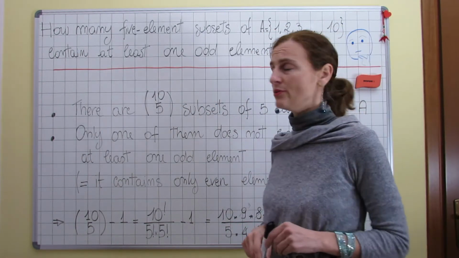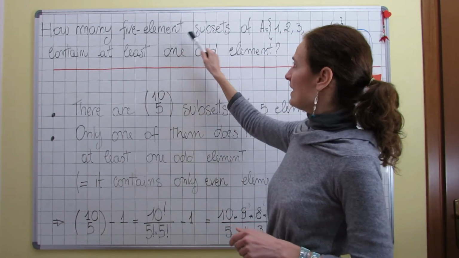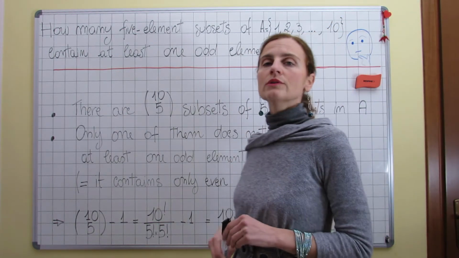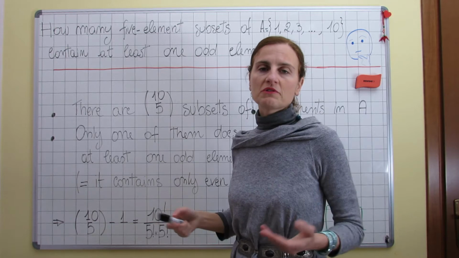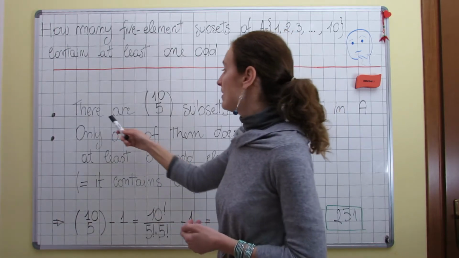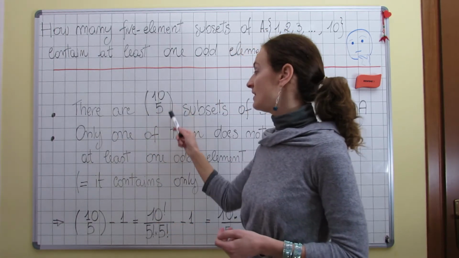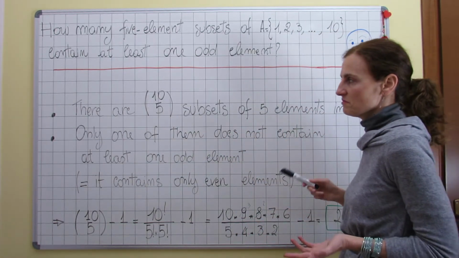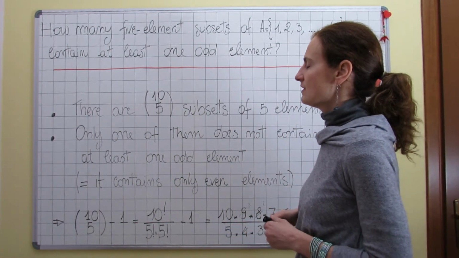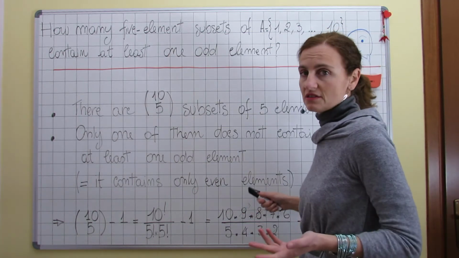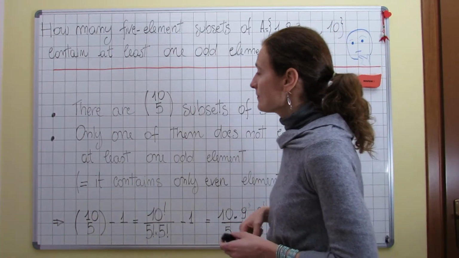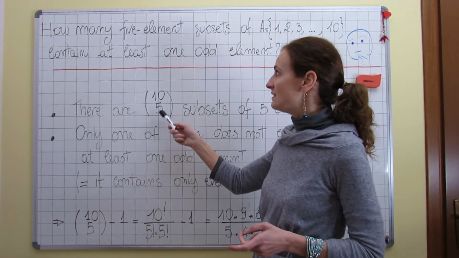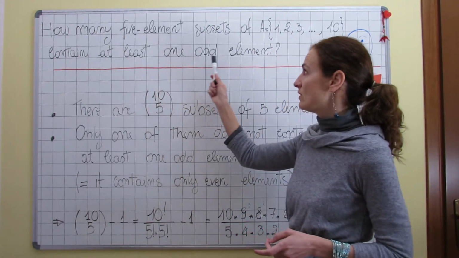If I ask you how many 5-element subsets of A are there, you will answer without any doubt. So there are exactly 10 binomial 5 subsets of 5 elements in A. That's absolutely immediate, okay? But now I want to ask you how many of these contain at least one odd element.